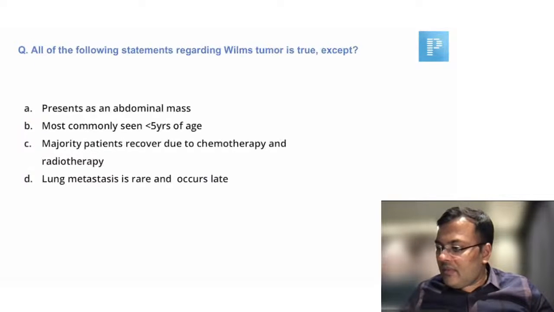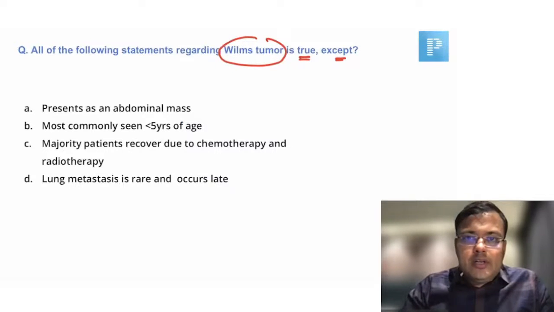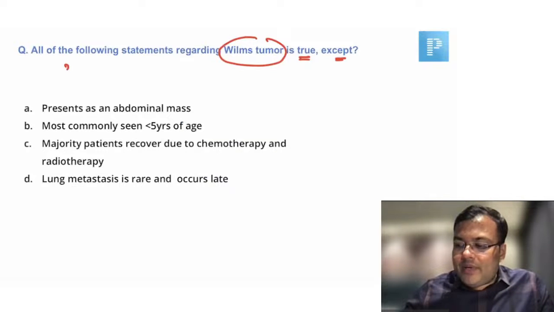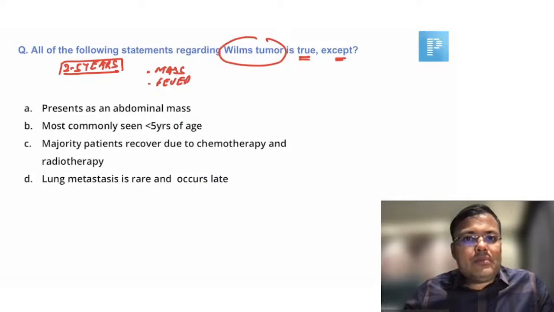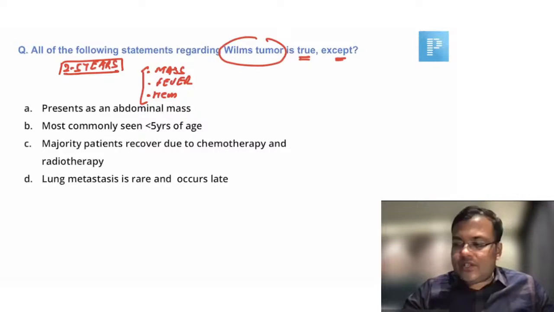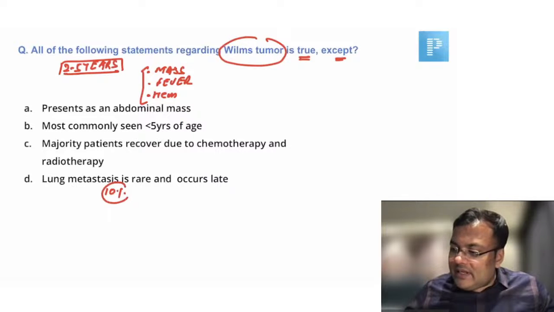Clear? Next question. All of the following statements regarding Wilms tumor are true, except: Wilms tumor is the most common primary renal malignancy in children. In which age group is it seen? 2 to 5 years. What is the triad of Wilms tumor? There is mass, fever, and hematuria. Simple. What is the most common presentation? Abdominal mass. Lung metastasis is seen in 10% of cases, and obviously it occurs late.